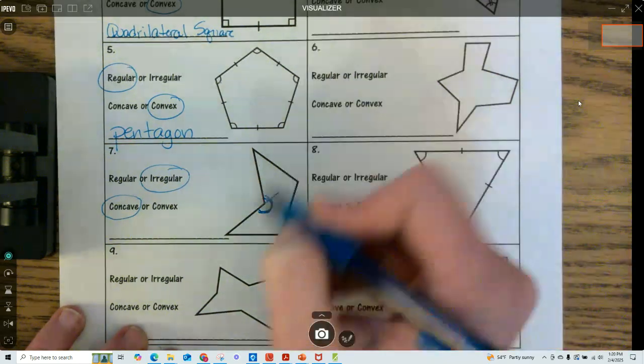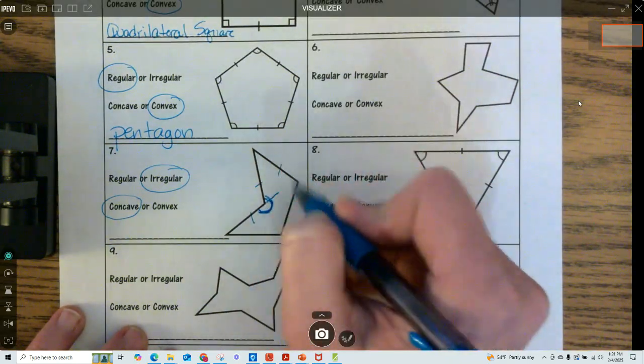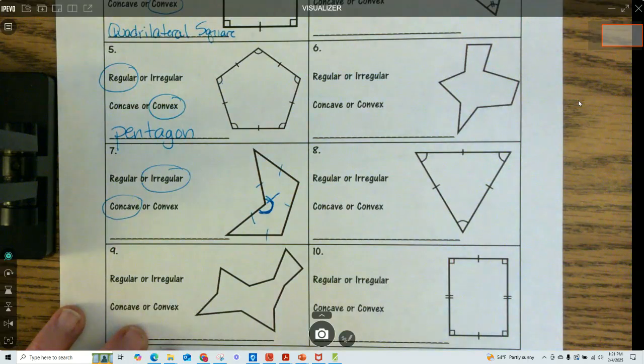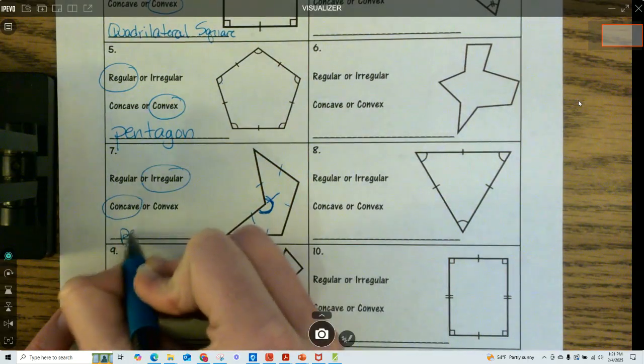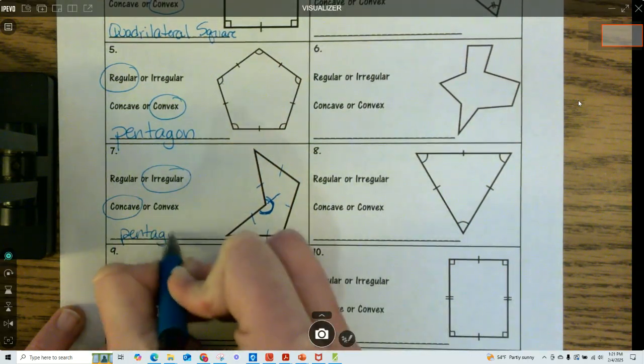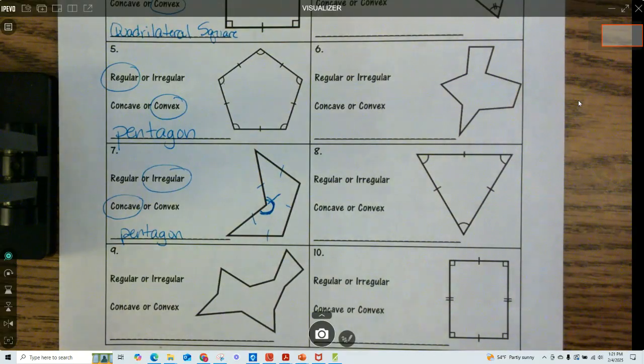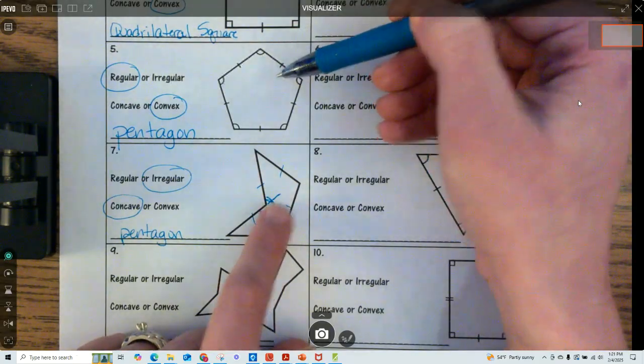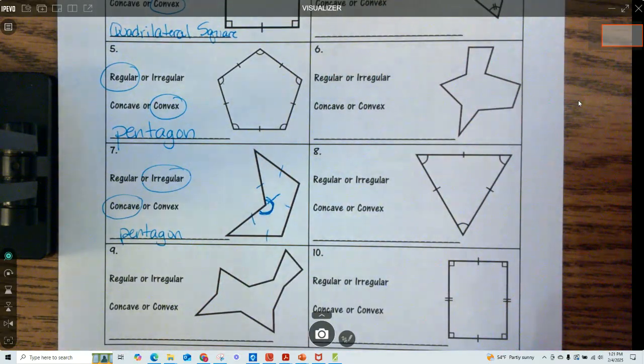All right, name it. Count the sides. 1, 2, 3, 4, 5. Pentagon. So that's a pentagon as well. The difference is in the type of pentagon. Regular and irregular, convex, concave.